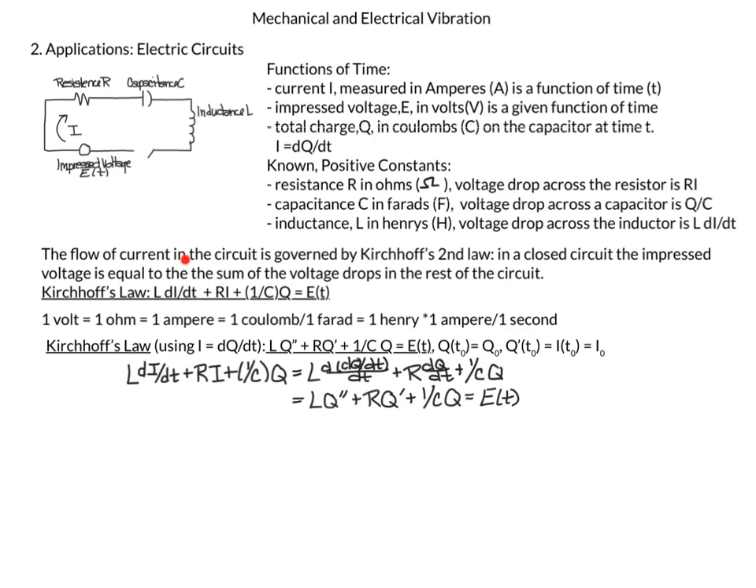The flow of current in the circuit is governed by Kirchhoff's second law, that in a closed circuit, the impressed voltage is equal to the sum of the voltage drops, which I have mentioned here, in the rest of the circuit. So Kirchhoff's law says that E of t is equal to the voltage drops. So we have L dI/dt, we have R I, and 1 over C times Q.